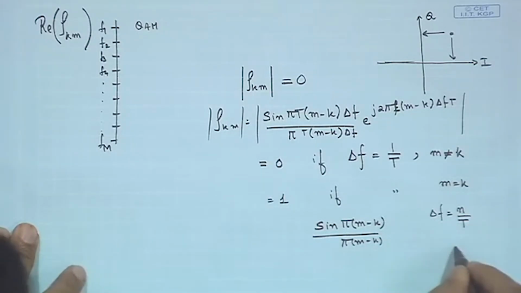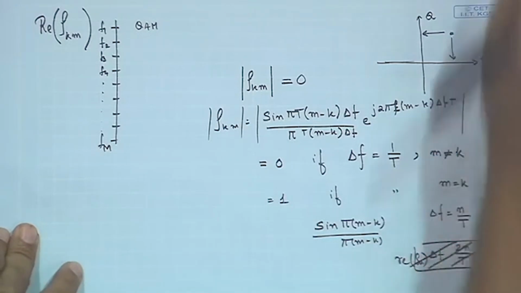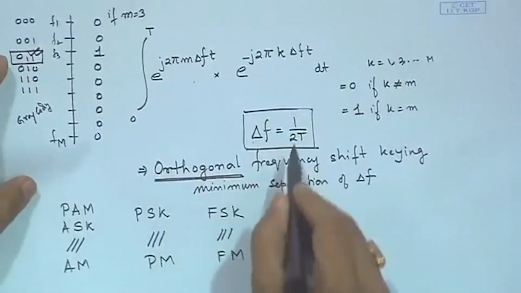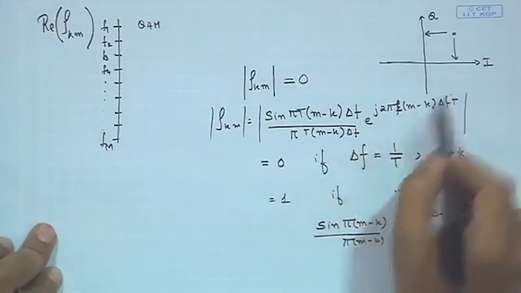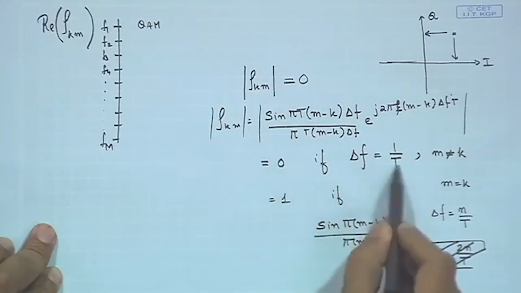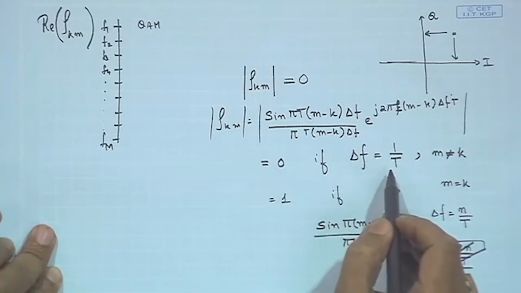In the previous case, we had 2n upon T for the real rho km, right. I will just strike it off to remove confusion. We should remember that earlier we had taken the real part, but now, since you are taking the absolute value, this one will go to 1 and you are left with this. This is the relationship that holds. So, delta f should be equal to 1 by T, right.